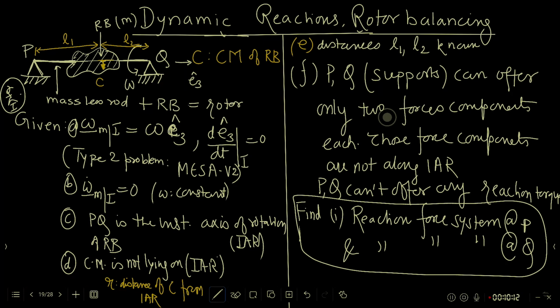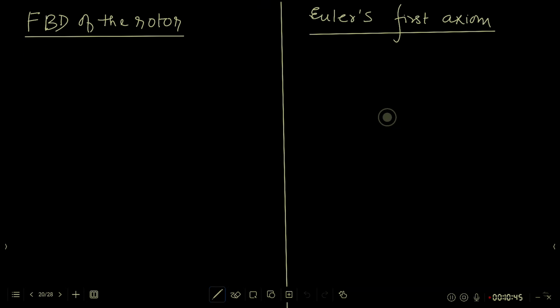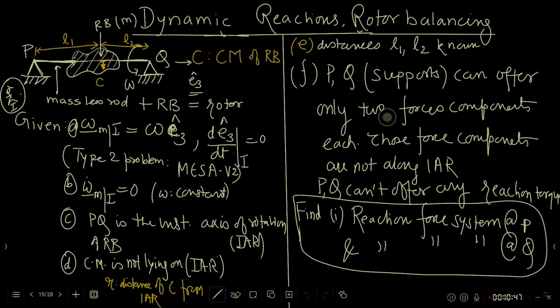Alright. So since this is a type 2 problem, I am going to choose my coordinate system such that its third axis will be along E3, and x1, e1, x2, e2 will form a plane perpendicular to E3 as it should. So let me draw that here. Choice of working coordinate system.